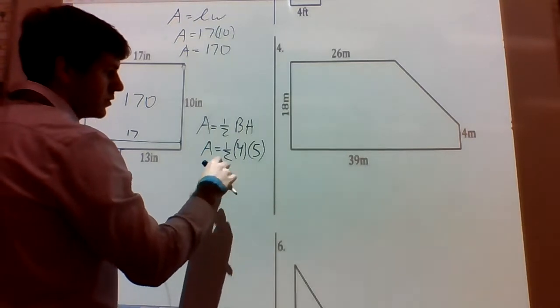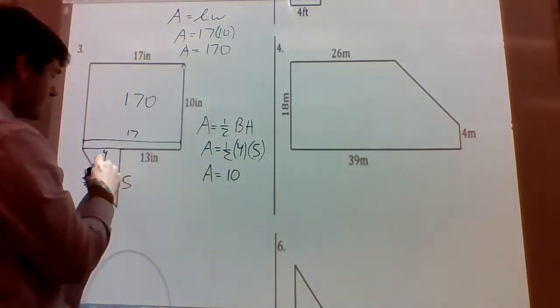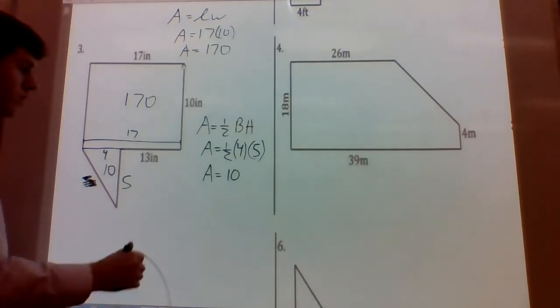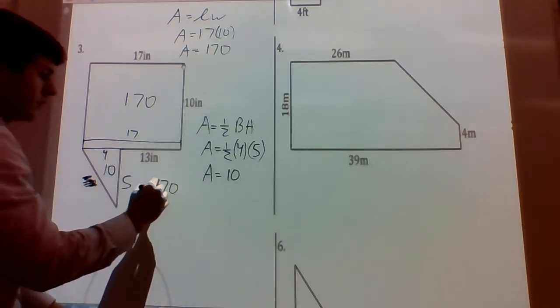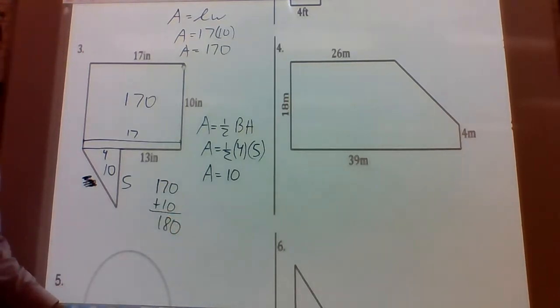So our area is going to be 1/2 times 4 is 2. 2 times 5 is 10. So the area of the triangle is 10. The area of the rectangle is 170. So the total area is going to be 170 plus 10, which is 180.